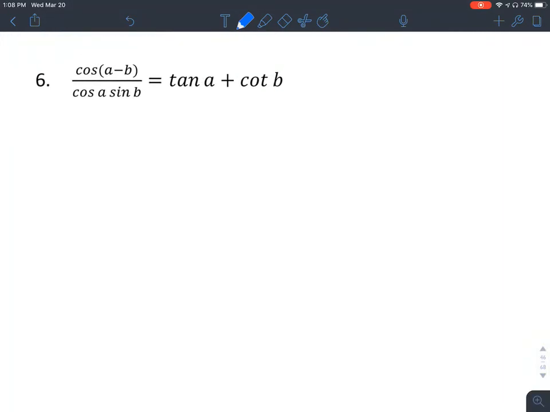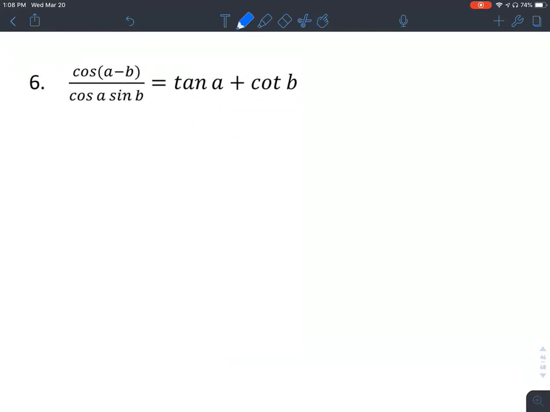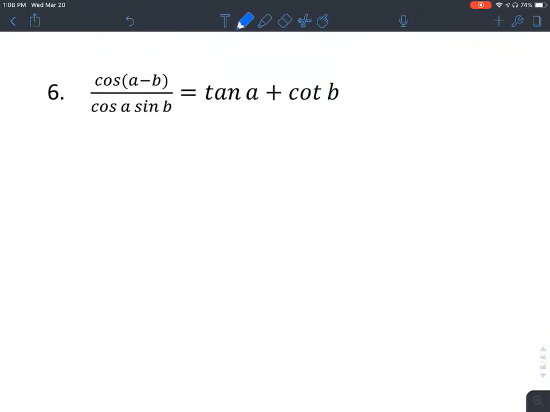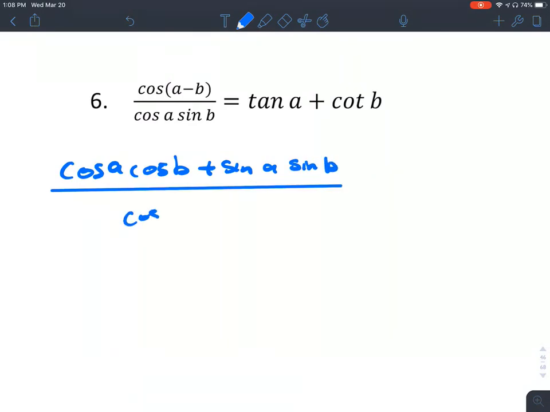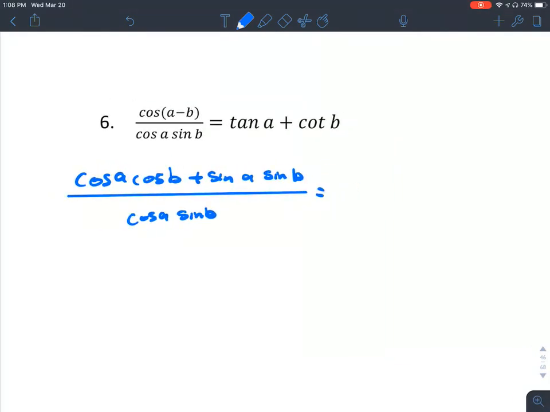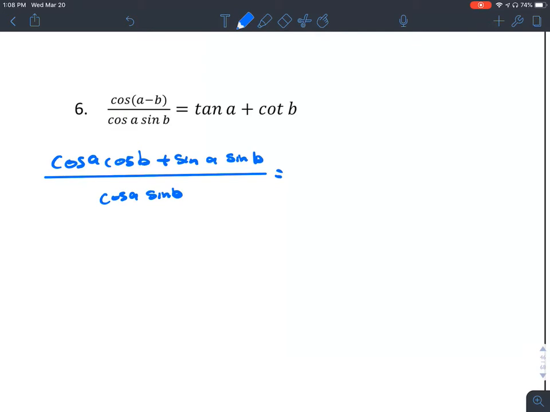Number 6. Same instructions. The left side is more complicated, so I'm going to work with the left side. This is the difference identity for cosine, which is going to be cosine of the first angle times cosine of the second angle plus sine of the first angle times sine of the second angle, divided by cosine of A times sine of B. Nothing cancels there. I don't have any idea what to do with the left side at this point. So I guess I'll work with the right side.